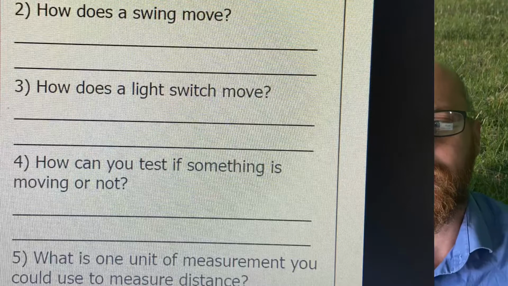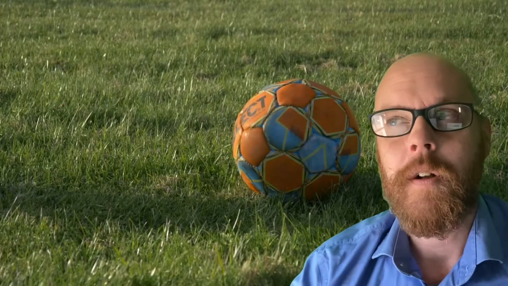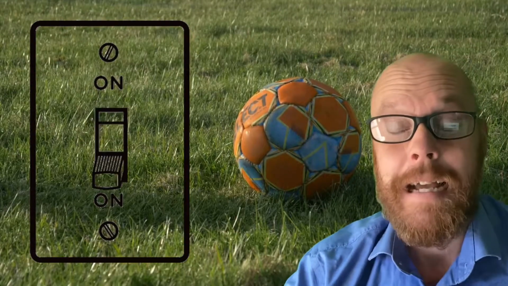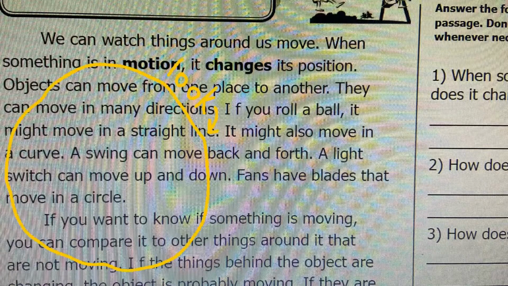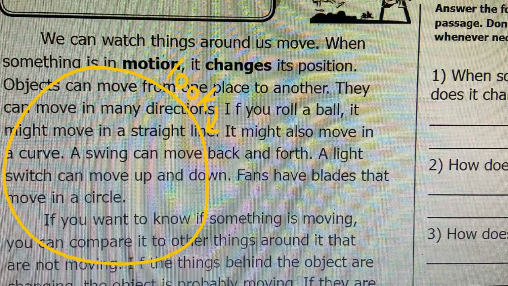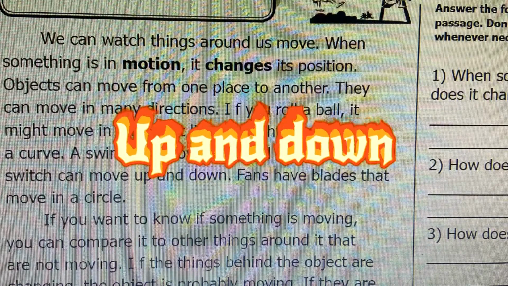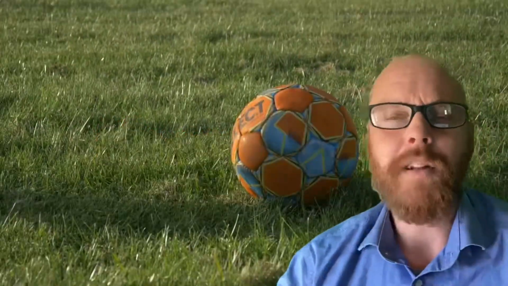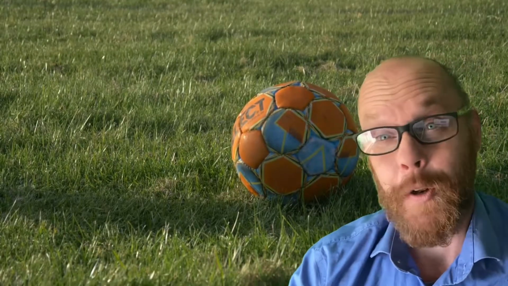Number 3, how does a light switch move? If we're following the pattern of finding key words in the question, light switch probably isn't mentioned many times in the story. So let's go back into the story and find the words light switch. Well, there it is right there. It says a light switch can move up and down. So our answer for number 3 will be up and down. And we're also going to make sure that we highlight it or underline it in the story. So go ahead and do question number 4 and 5 on your own. And like I said, I would love to see the highlighting and I'd love to see your answers.